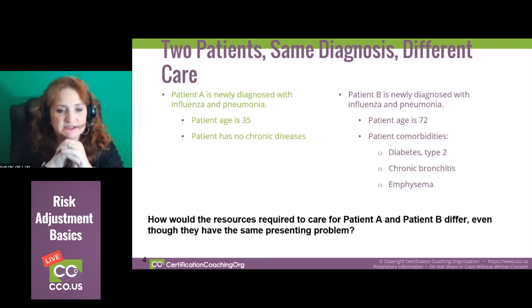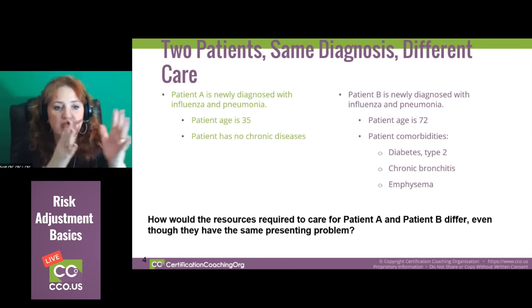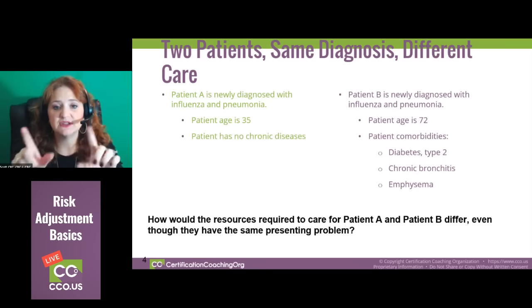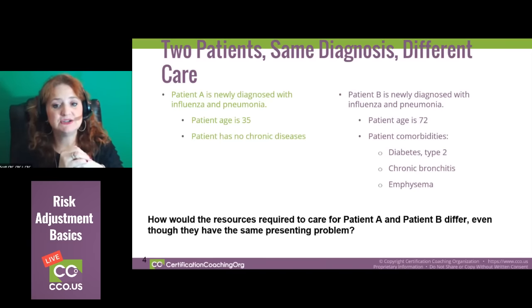Let's look at these two patients. This is another example, like the appendicitis. Patient A has influenza and pneumonia. They're 35 years old and don't have any other chronic conditions. They're relatively healthy. Then you have patient B, same new diagnosis of influenza and pneumonia, except this is a 72-year-old patient with comorbidities: type 2 diabetes, chronic bronchitis and emphysema.